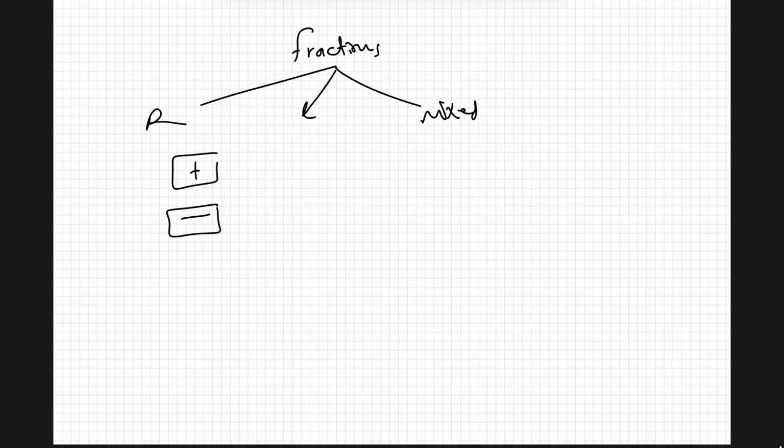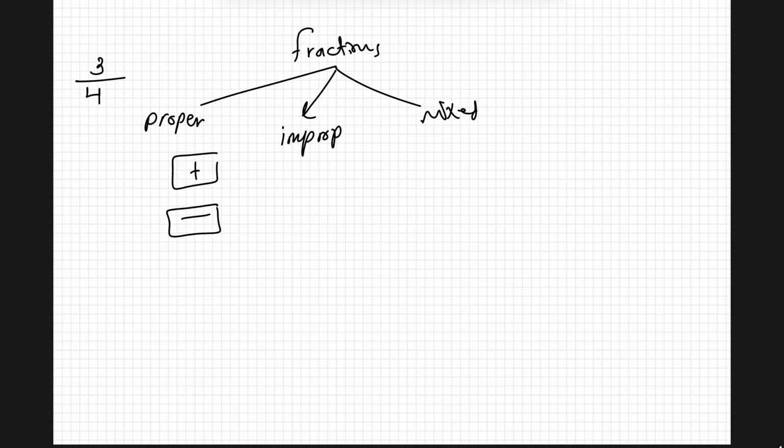Okay, and the proper is the normal fraction, which is when we have the numerator smaller than the denominator. That's a proper fraction. But when you have the opposite, 4/3, numerator bigger than denominator, that's called improper, you guys.